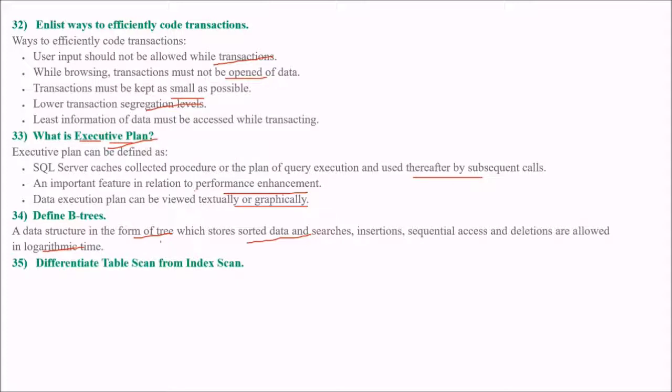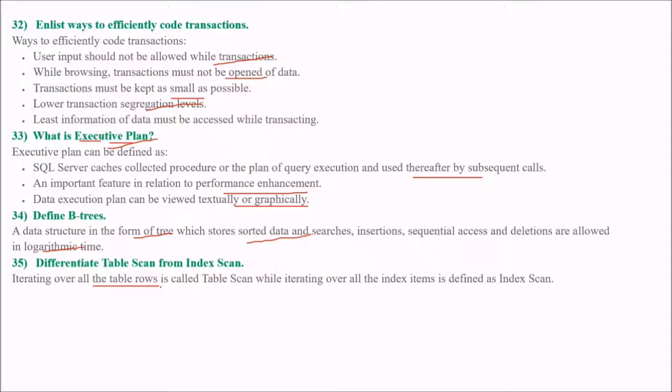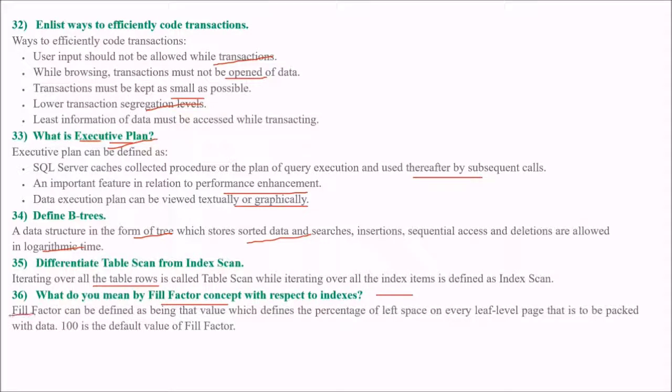Differentiate table scan from index scan. Iterating over all the table rows is called the table scan, while iterating over all the index items is the index scan. What do we mean by fill factor concept with respect to indexes? Fill factor can be defined as the value which defines the percentage of space on every leaf level page that is to be packed with data. 100 is the default value of fill factor.